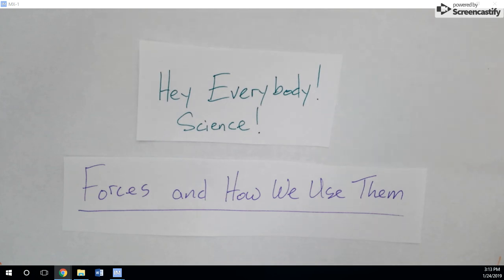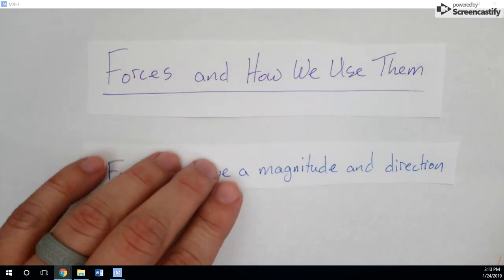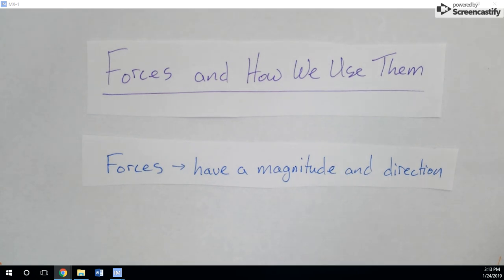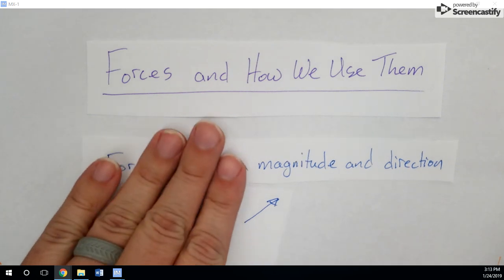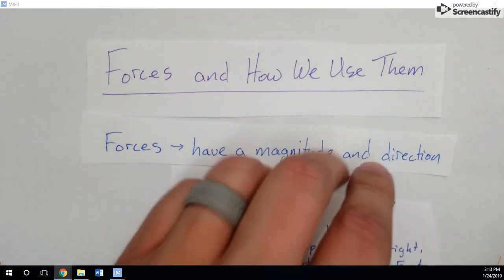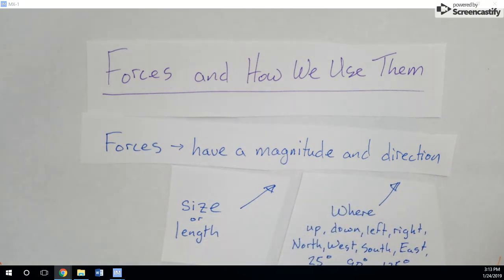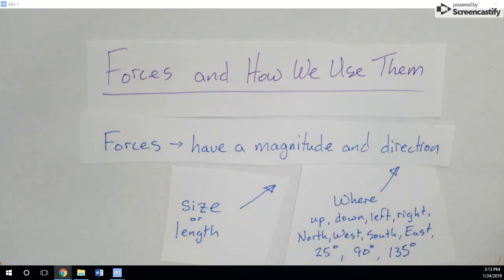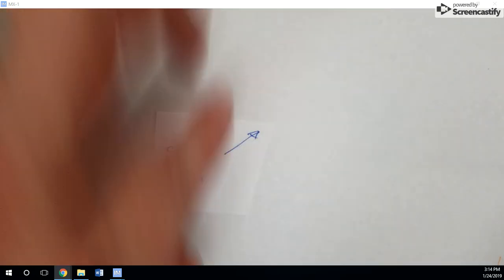Hey, everybody. Let's talk about forces and how we use them. Forces have a magnitude and direction, as we know, and magnitude means a size or a length. It's telling us how much, and the direction is telling us where. That could be up, down, left, right, north, south, east, west, any sort of angle, somehow describing where that force is going. So let's talk about the types of forces.